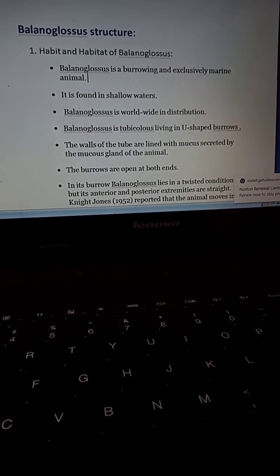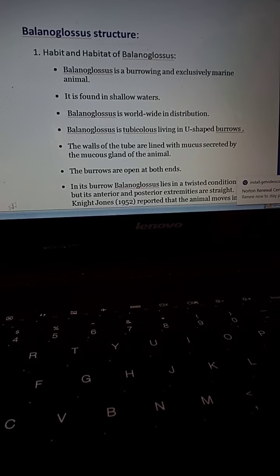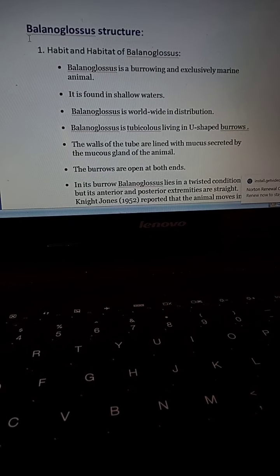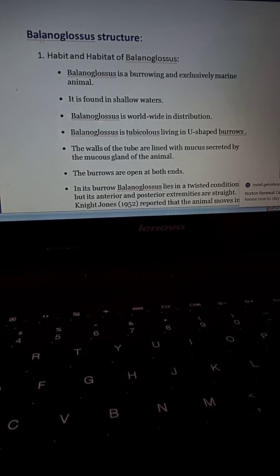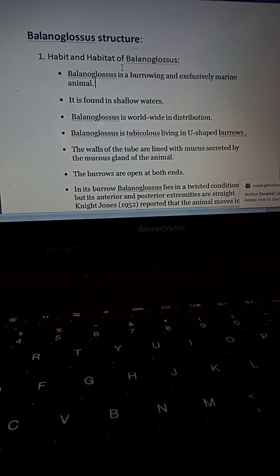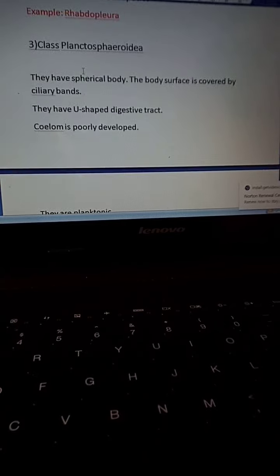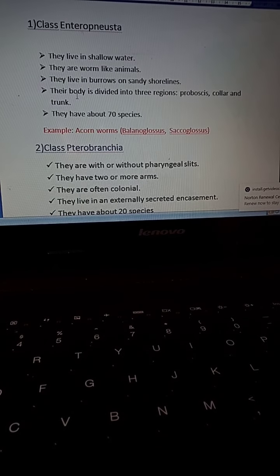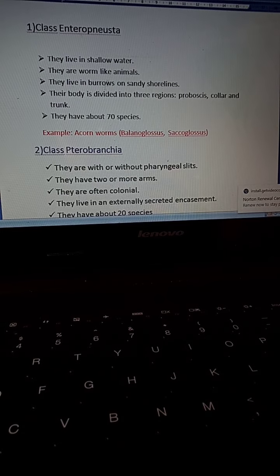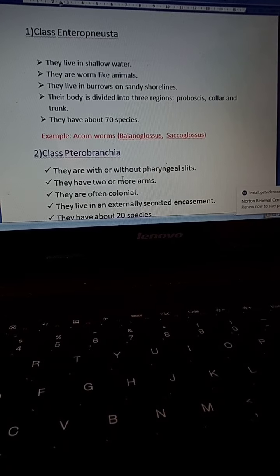So today we are starting the class on the topic Balanoglossus structure. I think you have an idea about Balanoglossus. We already completed its classification yesterday. It falls in the Hemichordata, first class Enteropneusta. In that, we discussed examples of acorn worms like Balanoglossus and Saccoglossus.